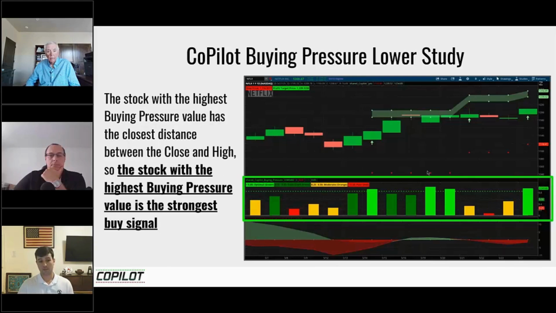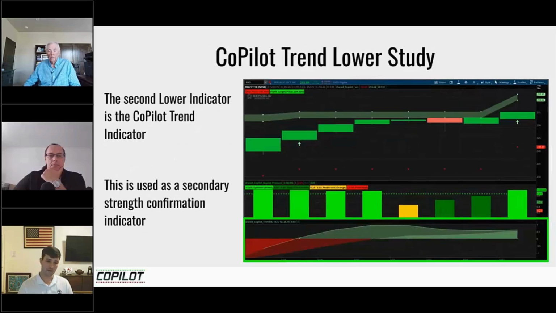Now, the stock with the highest buying pressure value has the closest distance between the close and the high. So the stock with the highest buying pressure value on any given day is one of the strongest buy signals on that day.